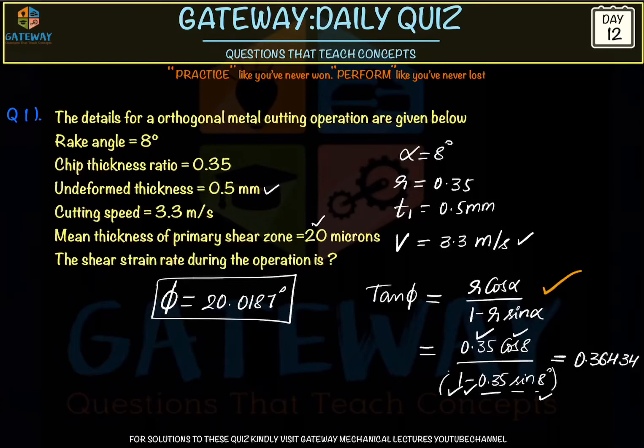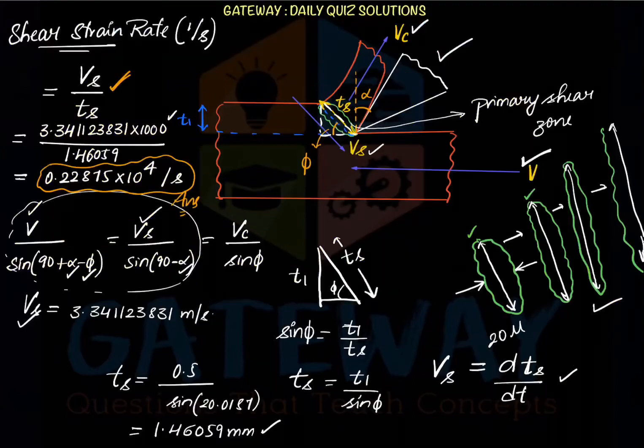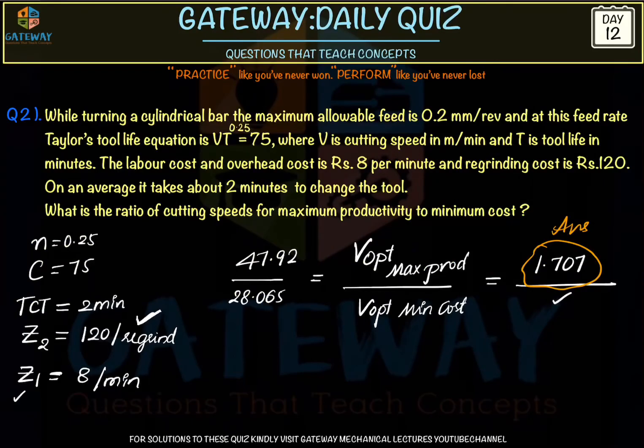Sure, you will get a sure-shot question, because every question starts with this formula itself to calculate the value of phi. Or else if phi is given, we need to calculate the value of alpha, or else we need to calculate the value of t1 or the value of r. So in this way we need to remember these formulas, and every year there is a possibility we will be getting a question on the economics of machining.